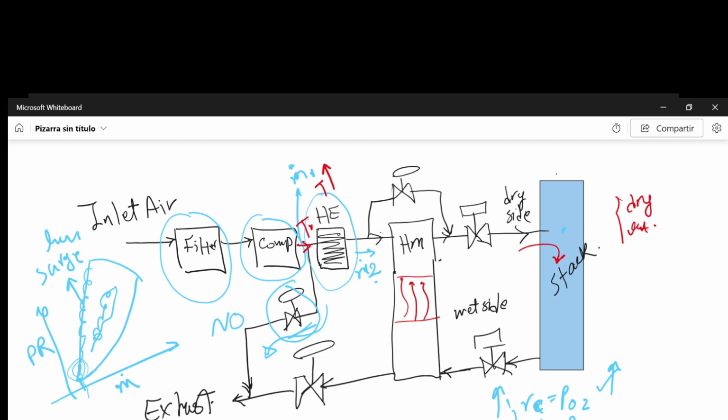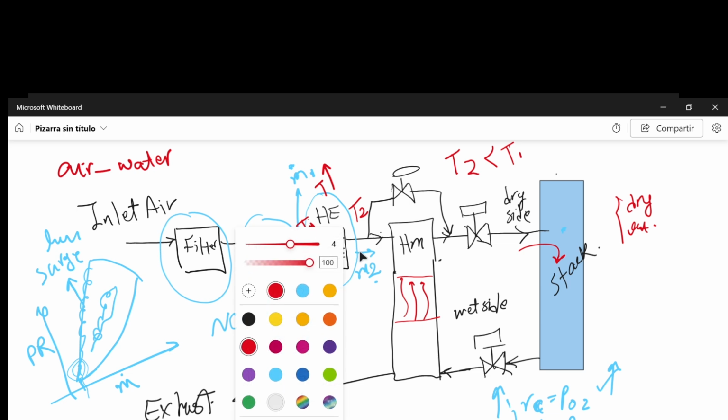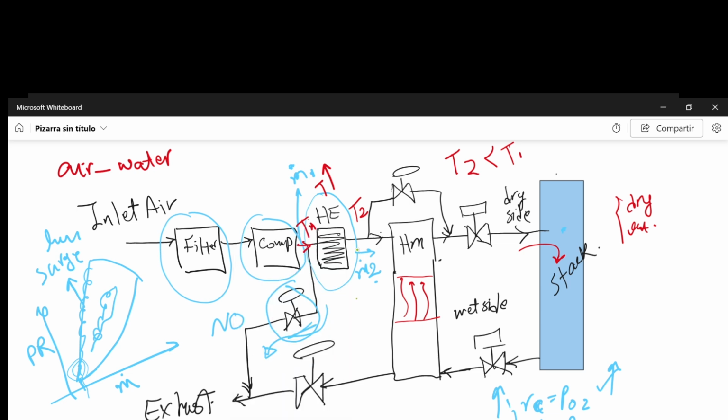So here if it's T1, here we have T2. T2 is much less than T1, and we remove the heat inside this heat exchanger. This heat exchanger normally is water-air cooling, so the air is on one side and the other side is water. Maybe I can draw it with another color, for example green. Here it's connected with a cooling system, and the water flows through this heat exchanger to remove the heat from the air. So this is the reason that we need the heat exchanger.